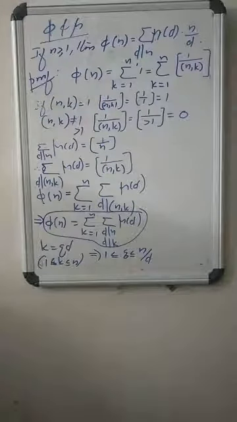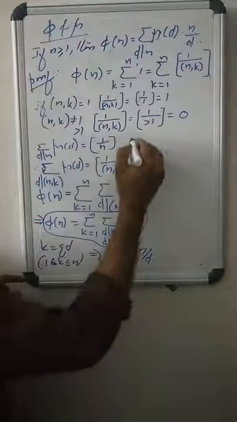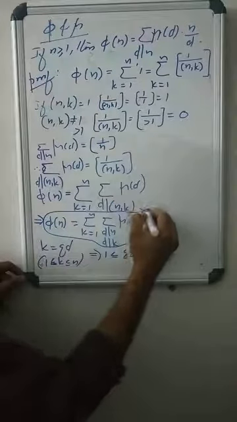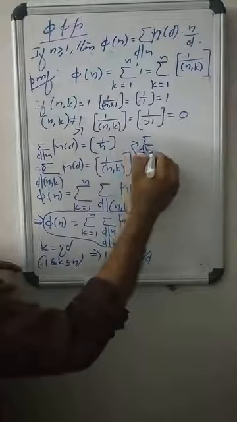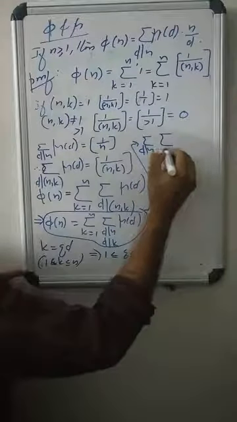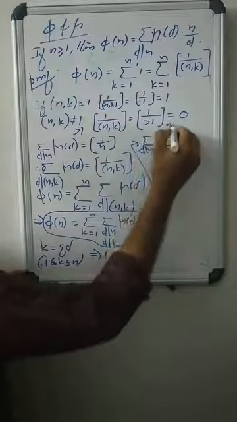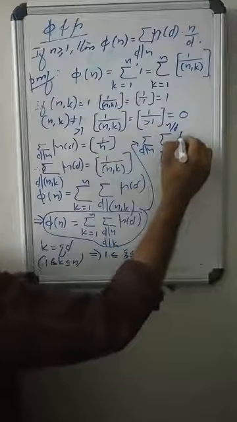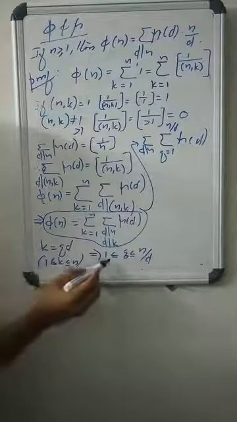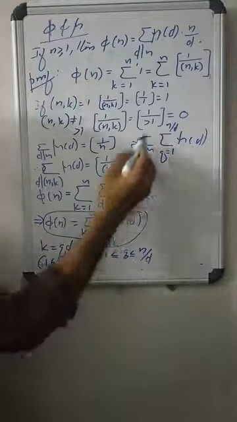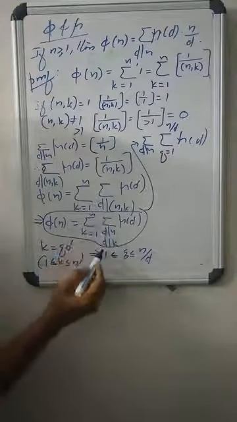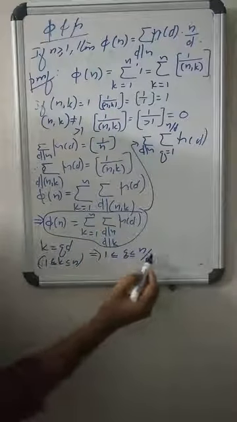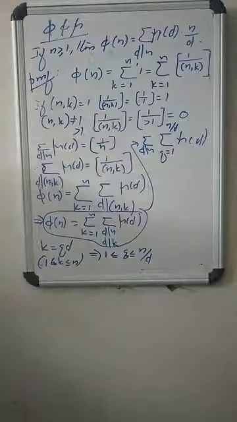Hence, this sum phi of n equals sigma k ranges from 1 to n, sigma d divides n and d divides k, mu of d, can be rewritten as sigma d divides n, sigma q ranges from 1 to n by d of mu of d. So phi of n equals sigma d divides n, and sigma q ranges from 1 to n by d of mu of d.